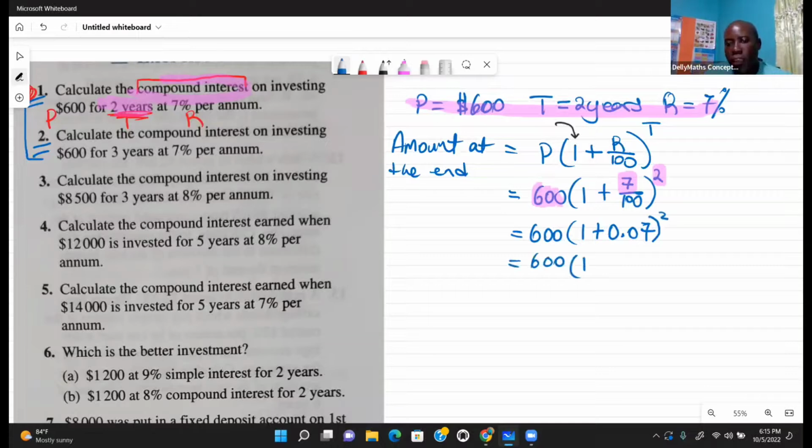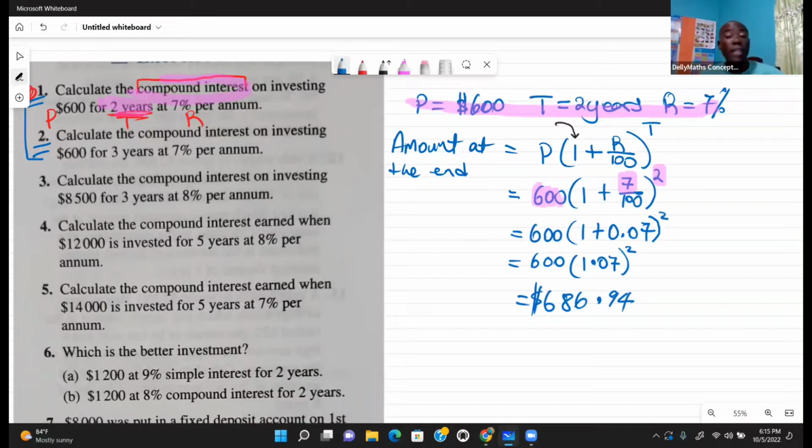When you put this together, you have 1.07, and this is raised to the second. Now you're going to work out that part that is raised to the power of 2. So you could put everything on your calculator right now, and you're going to realize that you're going to get $686.94. This is the money at the end.